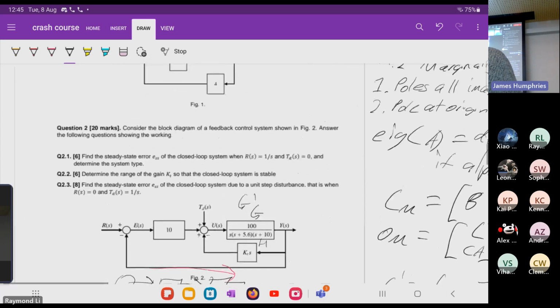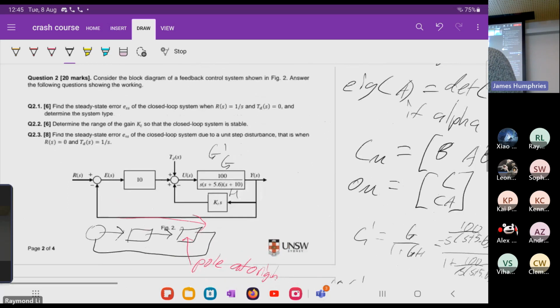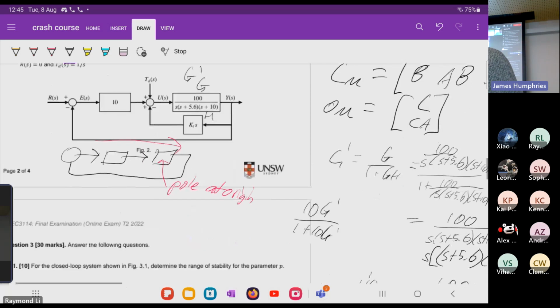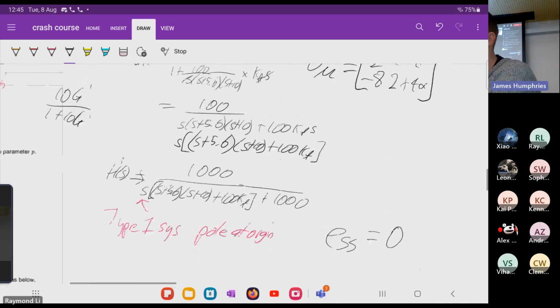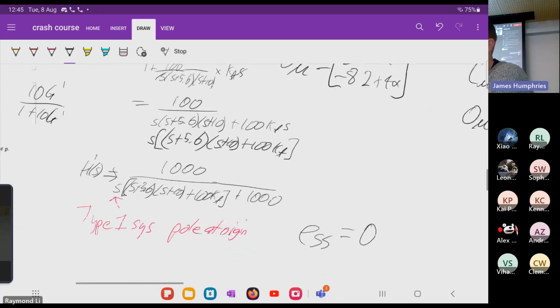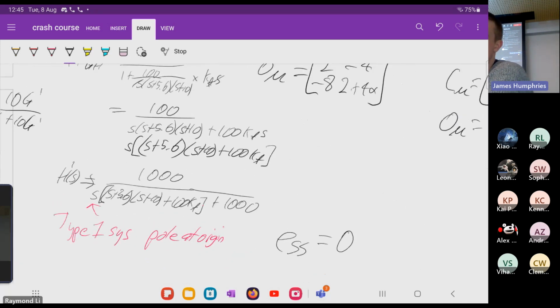All right, cool. Determine the range of the gain KT so the closed loop system is stable. Okay, so we've gone through all of this. We've ended up with this expression. Now, how do we know whether the system is stable or not?